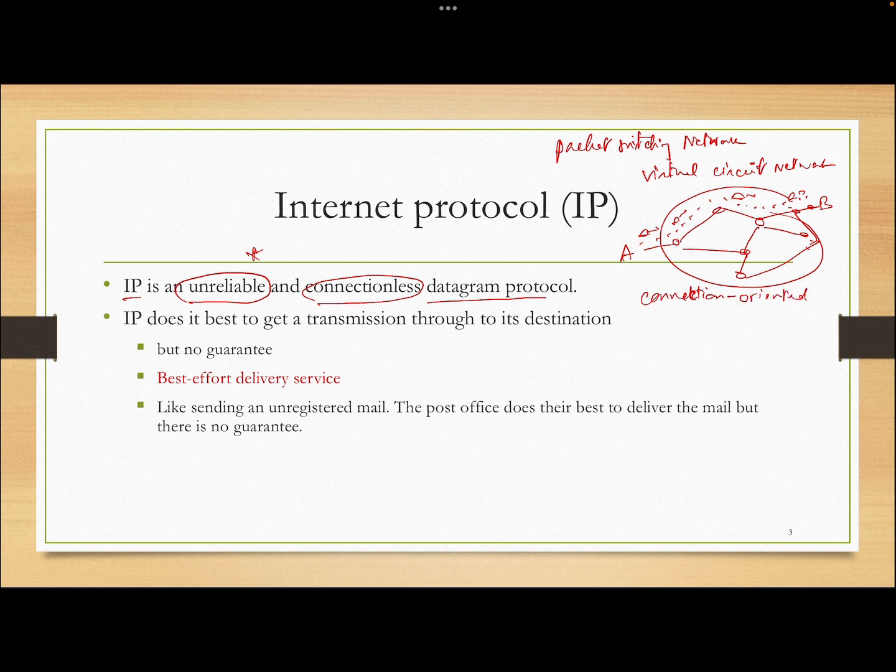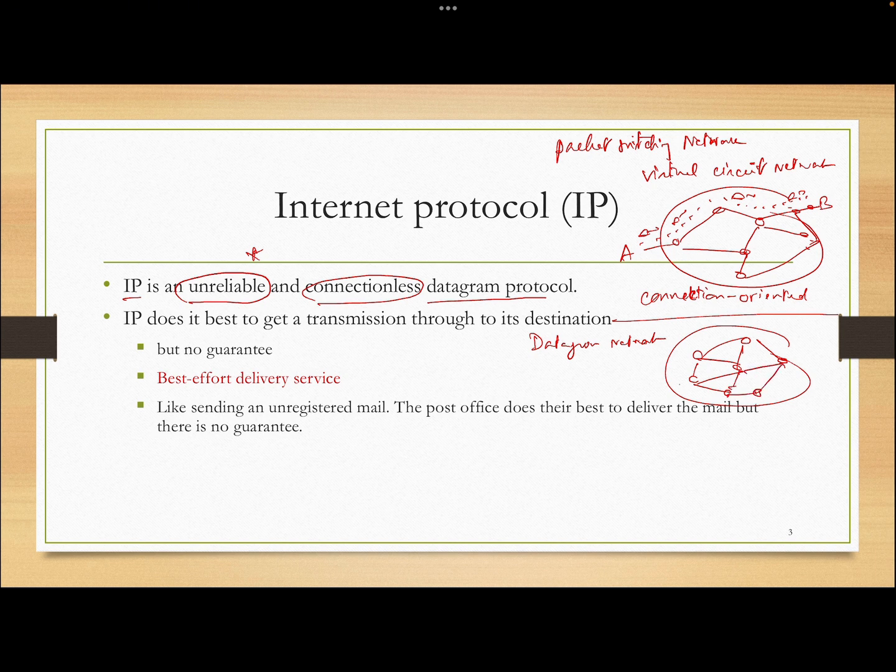Okay. This is virtual circuit network, and then we have the datagram network. This is a review. We have talked about this before when we talked about the packet switching network.